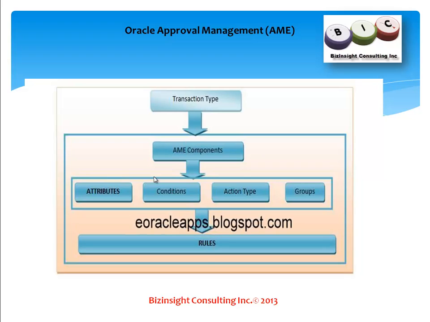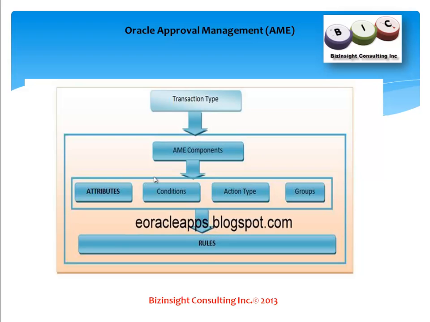So this is what I was talking about, a transaction type in AME. Whenever you want to use AME, you have to go to AME and define a transaction type. Like for purchase order, since it's a seeded one, the transaction type already exists. If you have a custom process, then you have to define your custom process transaction type in AME first. When you define a transaction type, then you have to define components like attributes. Whenever you define a transaction type in AME, it will default mandatory attributes, and then you have to define your attributes.